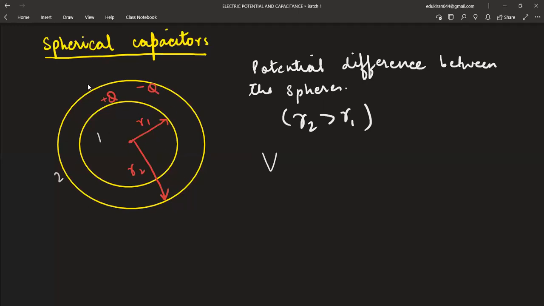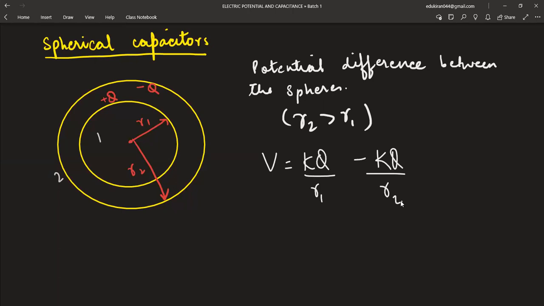This is the first sphere, this is the second. So two concentric spheres we have taken. First radius is R1, second radius is R2. Plus Q is the charge here, minus Q is the charge. Why minus Q? Because of induction. This has induced it. Now R2 is greater than R1, which shows that sphere 2 is bigger. Now potential due to the first one would be KQ by R1. Potential due to the second one would be minus KQ by R2.